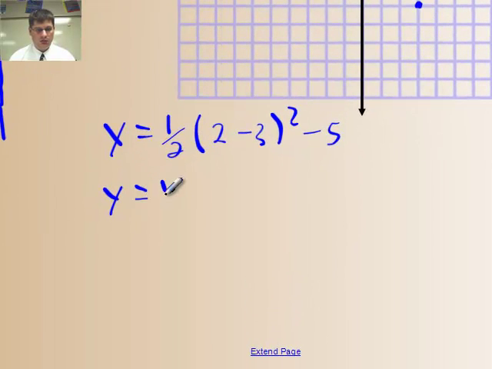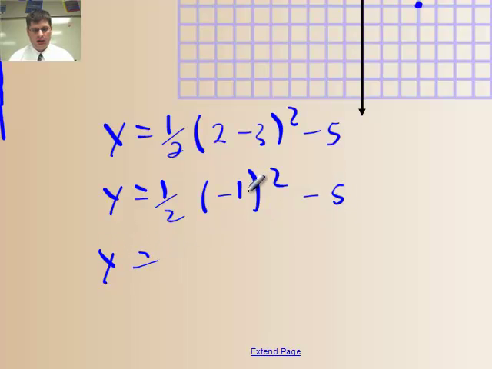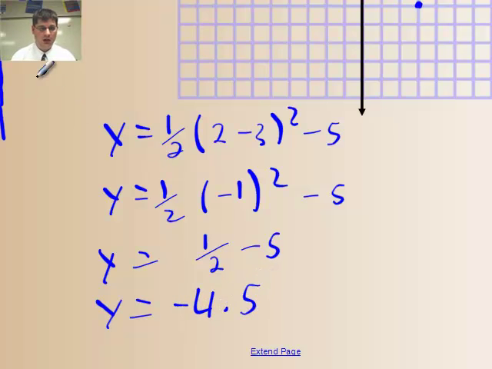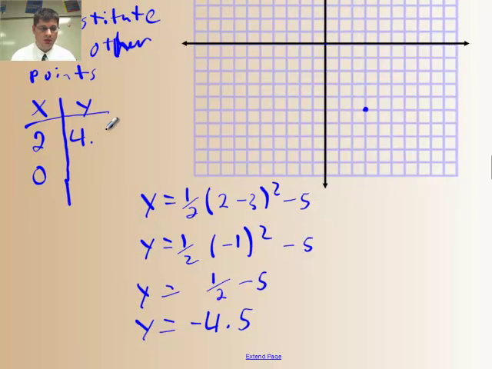So y equals 1/2, and that's going to be -1 squared minus 5. Okay, so -1 squared is +1, and 1/2 of 1 is just 1/2, minus 5, and thus y is equal to -4.5. So when we use 2, our y is going to be -4.5.